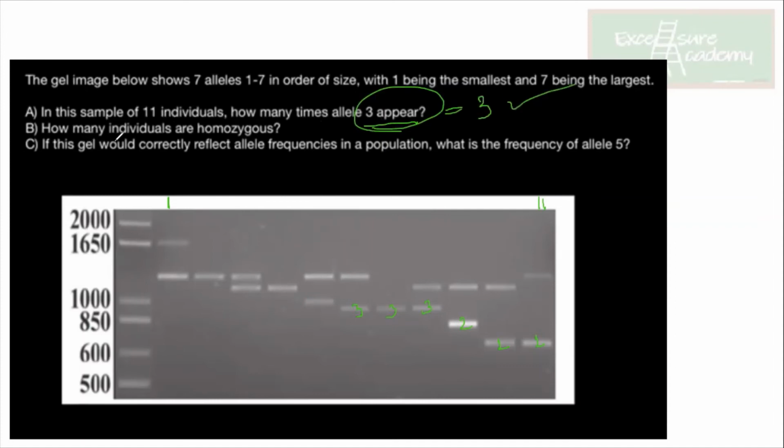Okay. How many individuals are homozygous? I have removed the coloring. Now tell me, how many individuals are homozygous? Three. Which individuals are homozygous? Tell me the number. 2, 4, and 7. Correct. So when you say homozygous, it means they are going to have the same alleles.